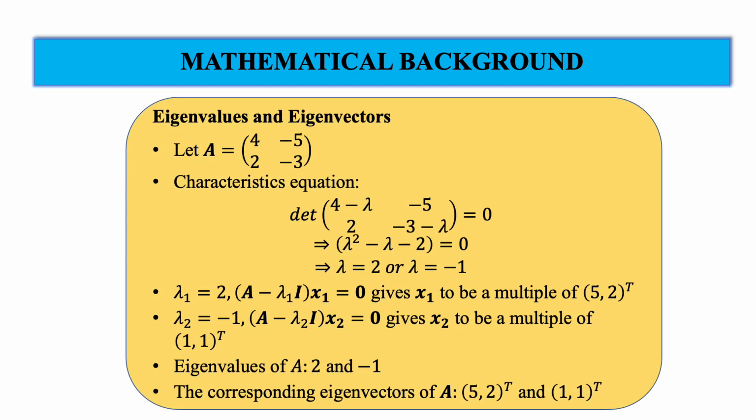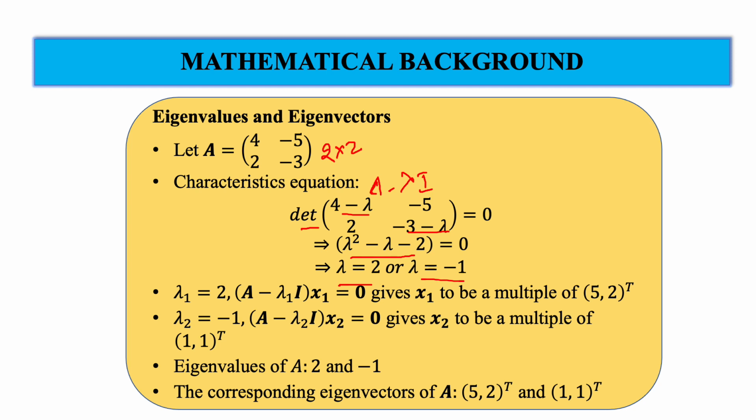So here is a simple example. Let us consider a 2 by 2 matrix. If you write the characteristic equation, the determinant of A minus lambda I should equal 0, where lambda gets subtracted from the diagonal elements. That gives a degree 2 polynomial, or quadratic, in lambda. It has two roots, lambda equals 2 and lambda equals minus 1. These two are the eigenvalues of matrix A.